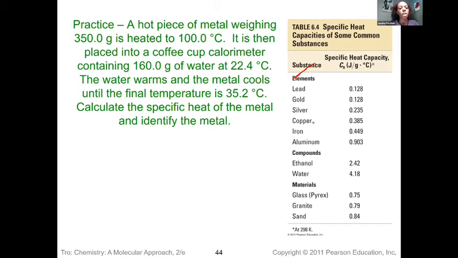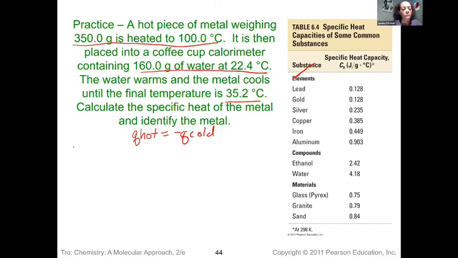So if we look at the information we know, we have information about the hot object, information about the cold object, and we're also told the final temperature. So in this case here, we're still going to use that Q hot is equal to, but opposite Q cold. But now what we're solving for in this case is the specific heat of the hot object, because that's the metal, and then using that for identification purposes.